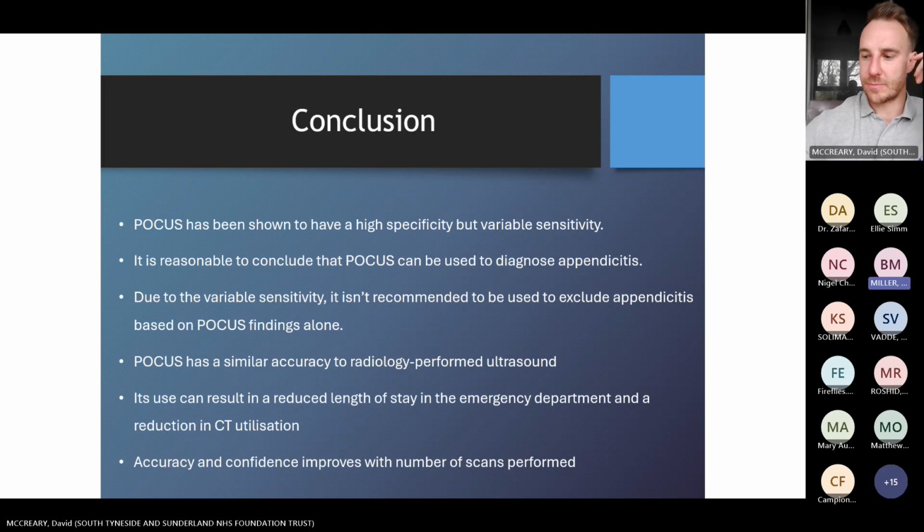So basically, from the report, it's shown to have a high specificity but variable sensitivity. So it can be used to diagnose, but it may not be the best alone to exclude appendicitis. It might be best to integrate other things, so making sure that you use your clinical findings and other decision scores as well. It has a similar accuracy to radiology performed ultrasound. It reduces the length of stay and CTs, and as you do more, you feel more confident and you become better.